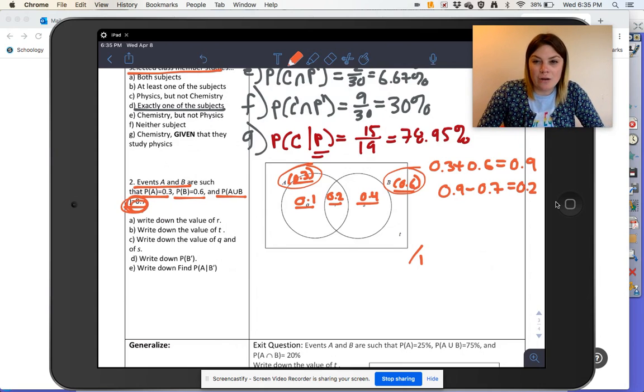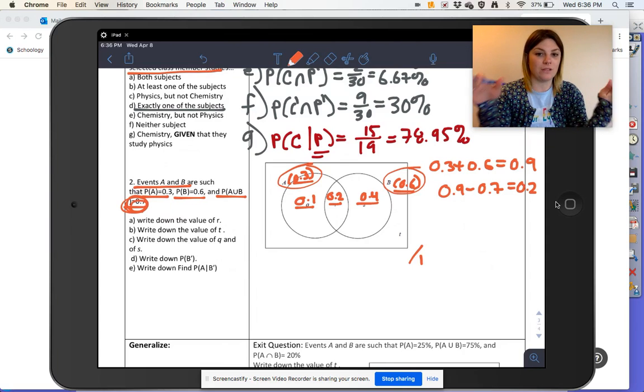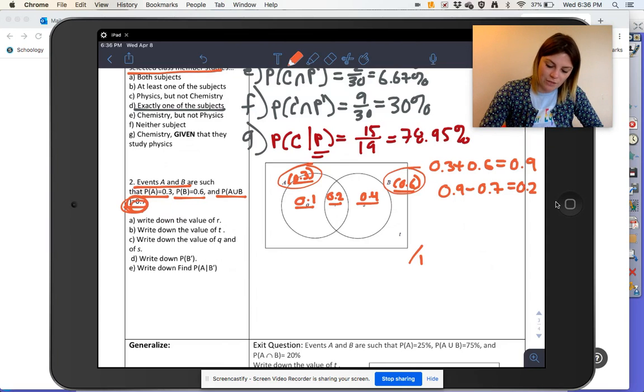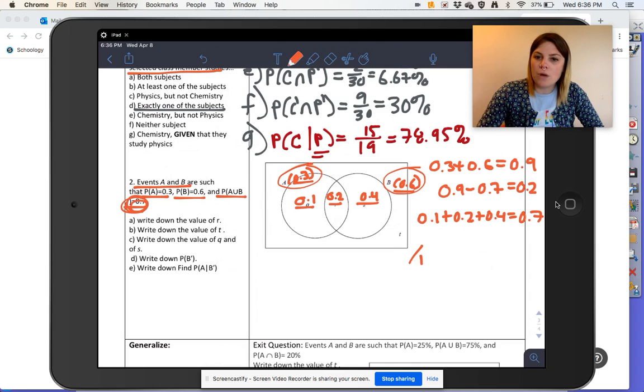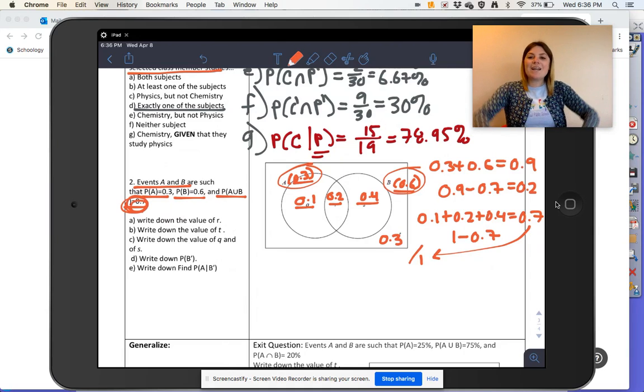Cool. Now we have to do that thing that we did before, where we knew the total was 30 but we didn't add up to 30. That was the part that's outside of the circles. So what do we have? We have 0.1, we have 0.2, we have 0.4. What does that add up to? That adds up to 0.7. Duh, we knew that. So how much are we missing to get to 1? We have to do 1 minus 0.7, and that's going to be 0.3. Yay, we did it. We filled in the Venn diagram.